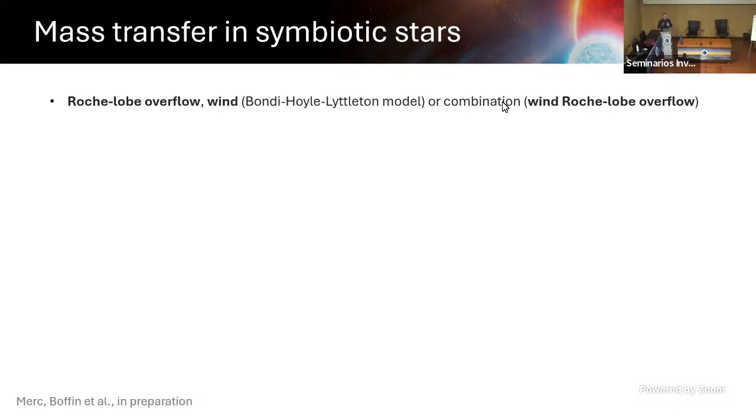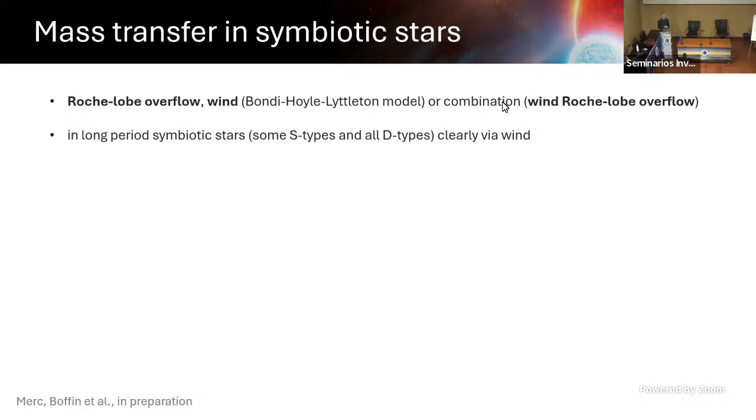And it works because we have long period symbiotic systems and D-type symbiotic stars. So if you have an orbital period of 500 years, it's just hard to fill the Roche lobe, right? So it's transferred via wind. So we know that this is a possibility.